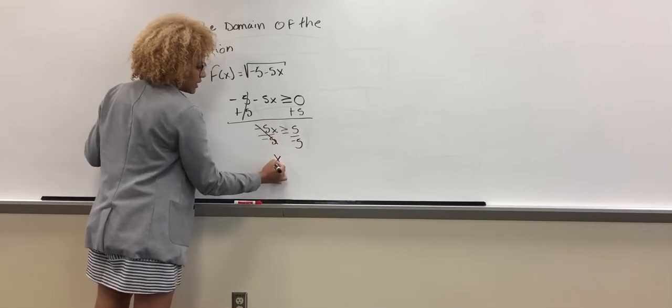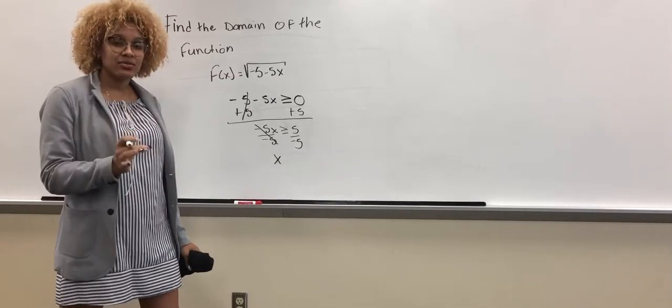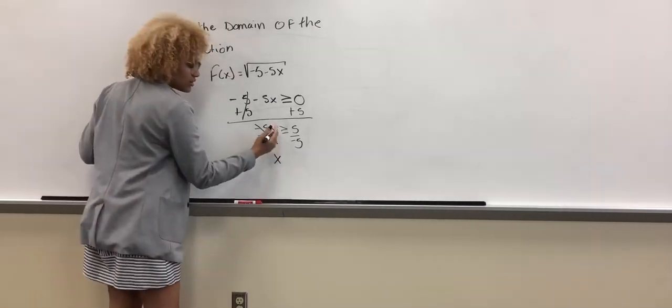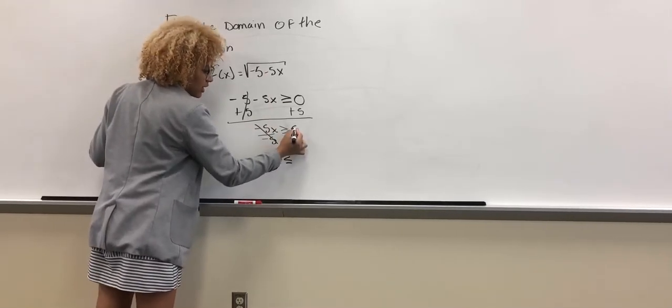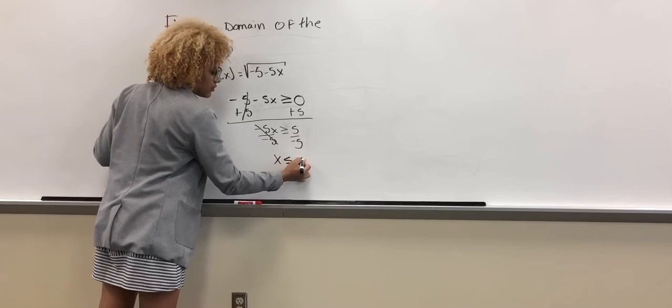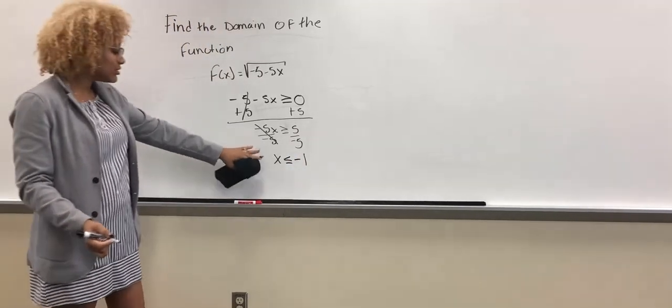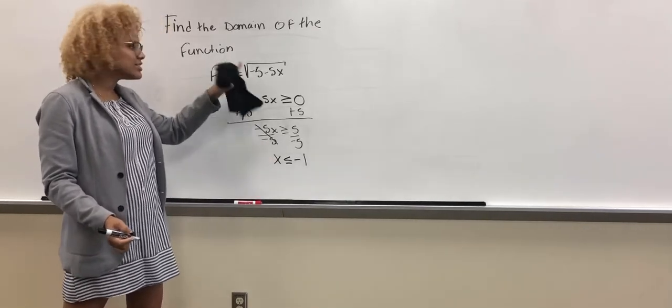Now, with inequalities, whenever you divide by a negative number, the sign must flip. Therefore, our sign is this way, so it's going to flip that way. And 5 divided by -5 is -1. So this is my answer. This is the value of x that will turn the inside to 0.